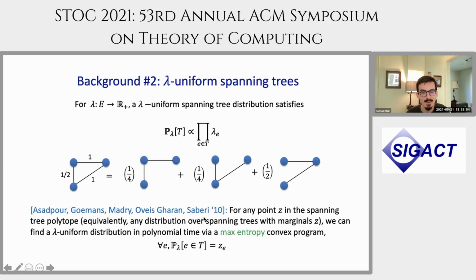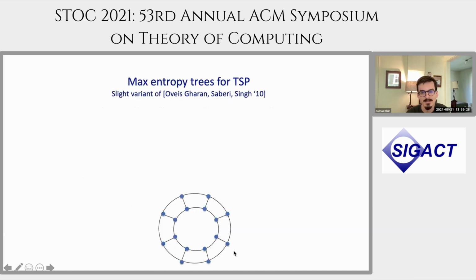That for any point z in the spanning tree polytope, we can find a lambda uniform spanning tree distribution in polynomial time that matches the marginals of z. So in other words, if I give you any distribution of spanning trees, we can actually find another distribution that's lambda uniform and has the same edge probabilities. And they do this using a so-called max entropy convex program. So it turns out we can think of these lambda uniform distributions as the distributions which maximize entropy, subject to this constraint of matching the marginals of z. And it turns out that lambda uniform trees have properties that are very useful for TSP.